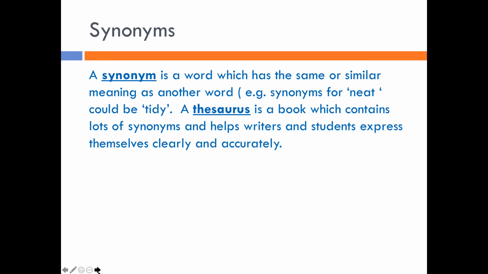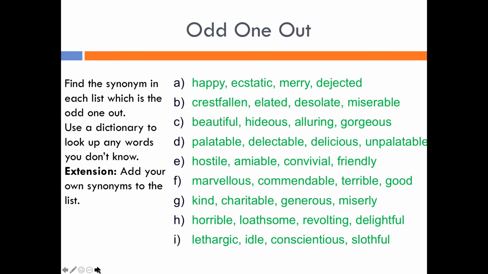So a thesaurus is a book which contains lots of synonyms, helps writers and students express themselves clearly and accurately. And you also have this on Word. If you're typing a text into Word, if you highlight one of the words and right click, there'll normally be an option to look at a thesaurus. It gives you a list of other words you could use as well. Obviously the wider vocabulary you have, the more different words you can use, your reading becomes better and your writing becomes more interesting as well. So we're going to practice that now.